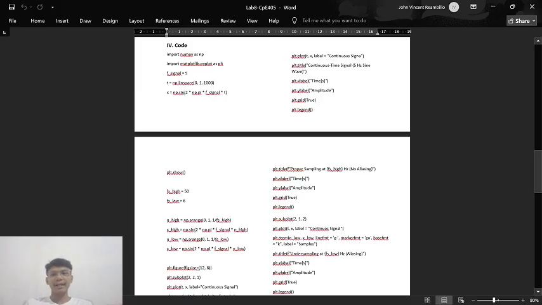In this experiment, I generated a continuous sine wave with a frequency of 5 Hz. I then sampled it at two different rates, one high sampling frequency of 50 Hz and one low sampling frequency of 6 Hz. Using Python, I plotted the continuous signal and overlaid the sampled points to visualize the effect.